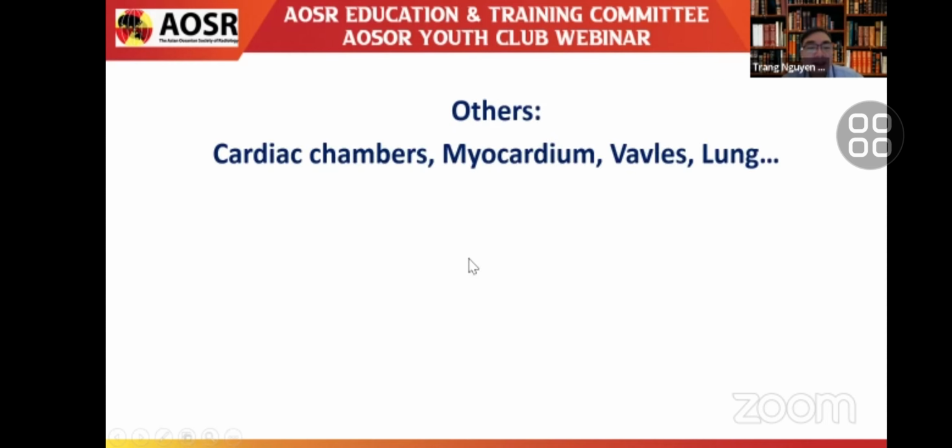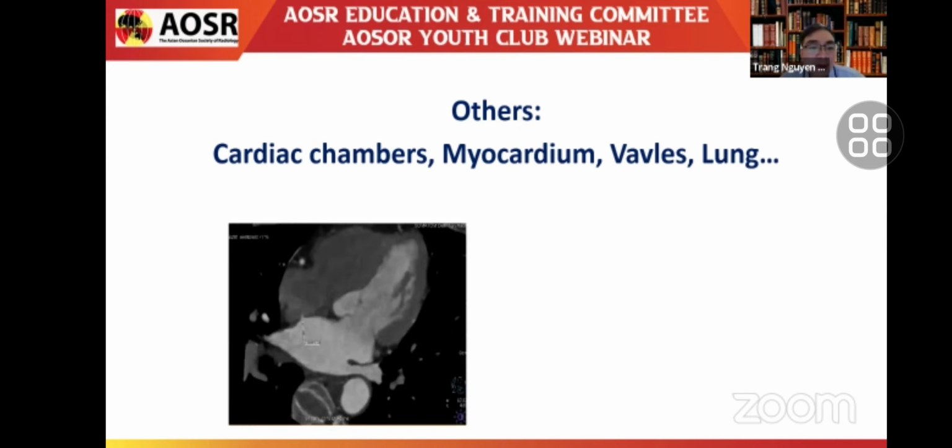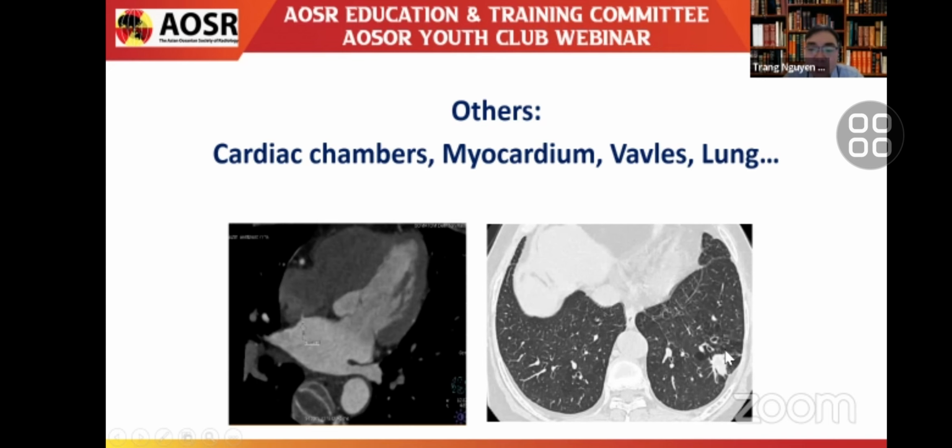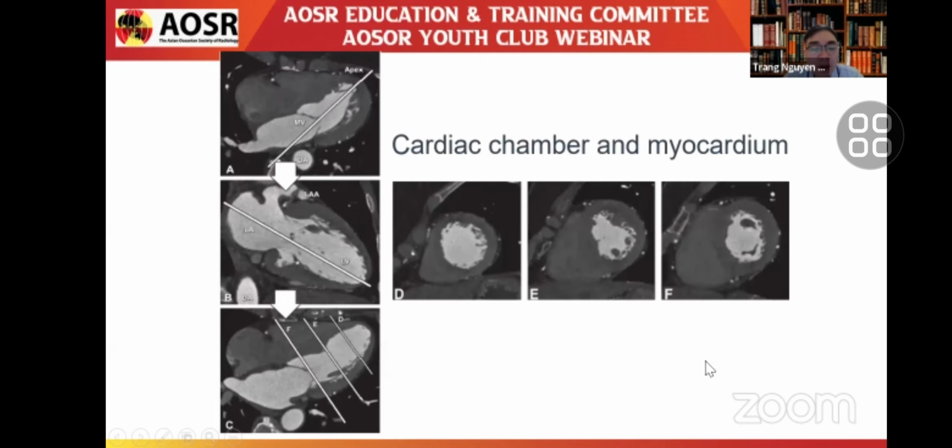But after we analyze the coronary CTA, we analyze the anatomy, whether there is stenosis or not, and the location and situation of the plaque, we should take care of other things, for example, the cardiac chambers, the myocardium, the valves, or the lung. For example, in this patient, when we scan the coronary CTA, we can find a small PFO here, or the patient also has a nodule lesion of the left lung, or we can check the cardiac chambers, like 4 chamber, 2 chamber, etc.